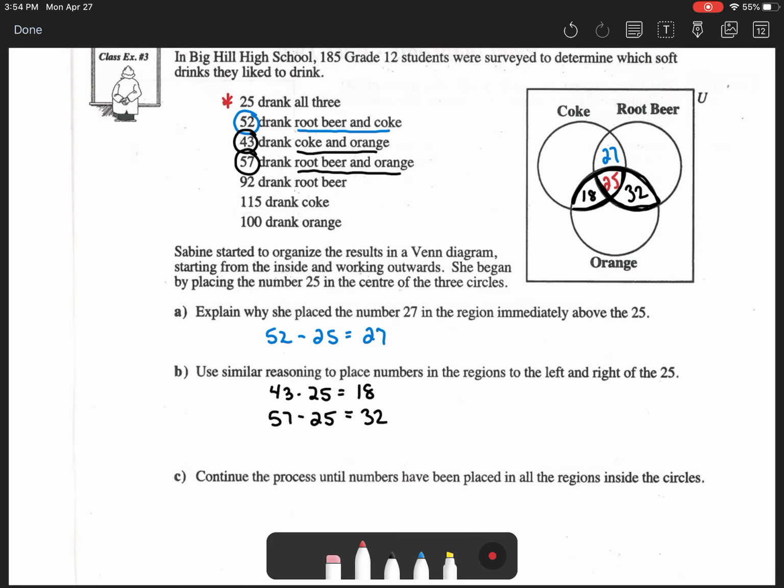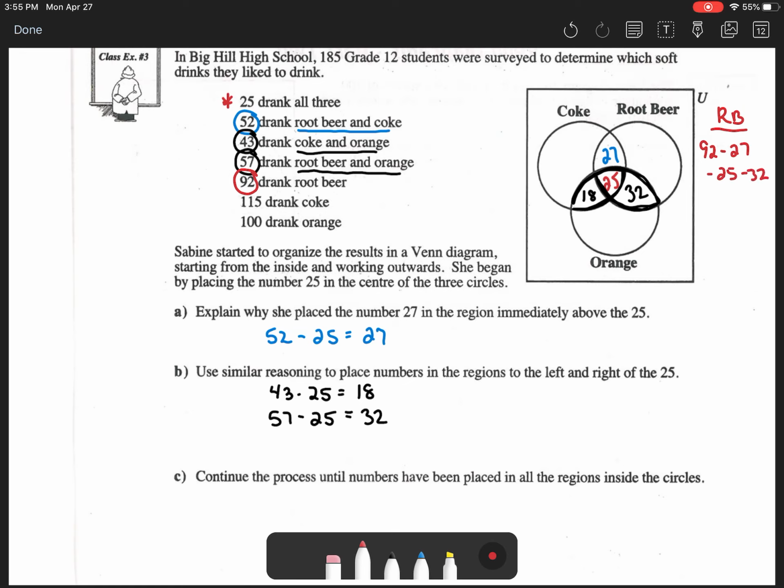It says to continue this process until numbers have been placed in all of the regions. So what we have left is just Coke only, root beer only, and orange only. Those are the sections of the Venn diagram that are left. So if I work on here, the 92 that drank root beer, that means there should be 92 in the circle for root beer, right?